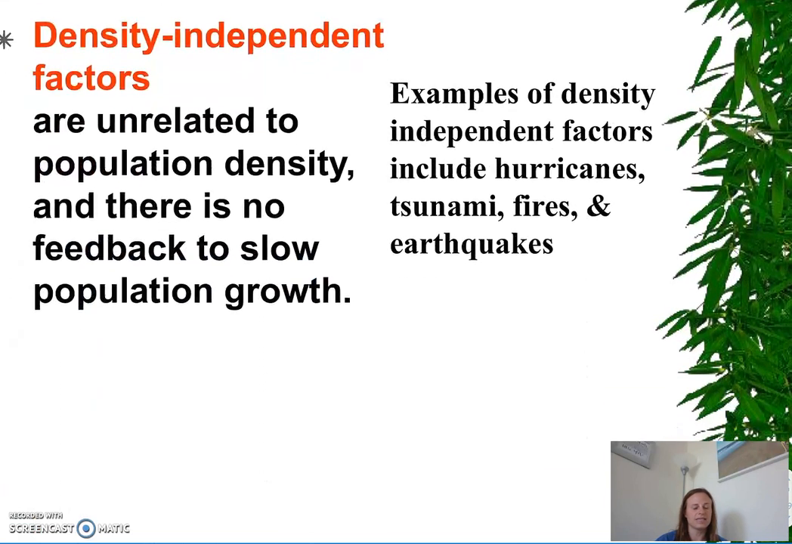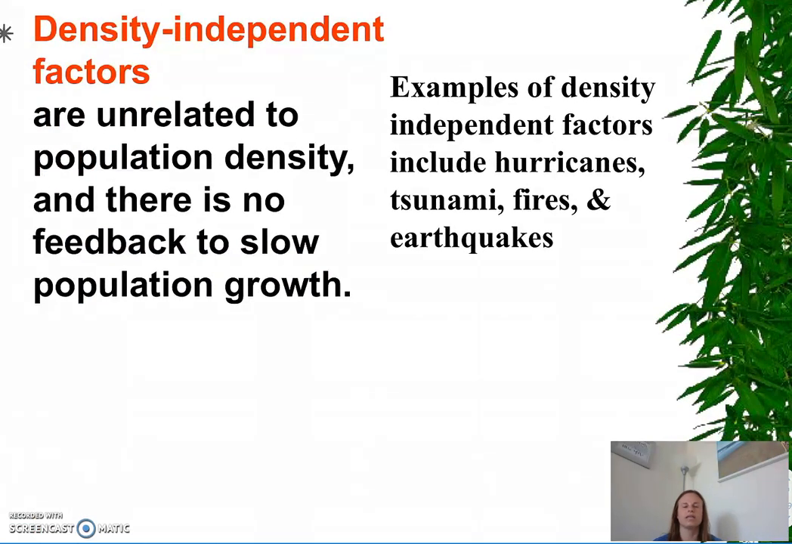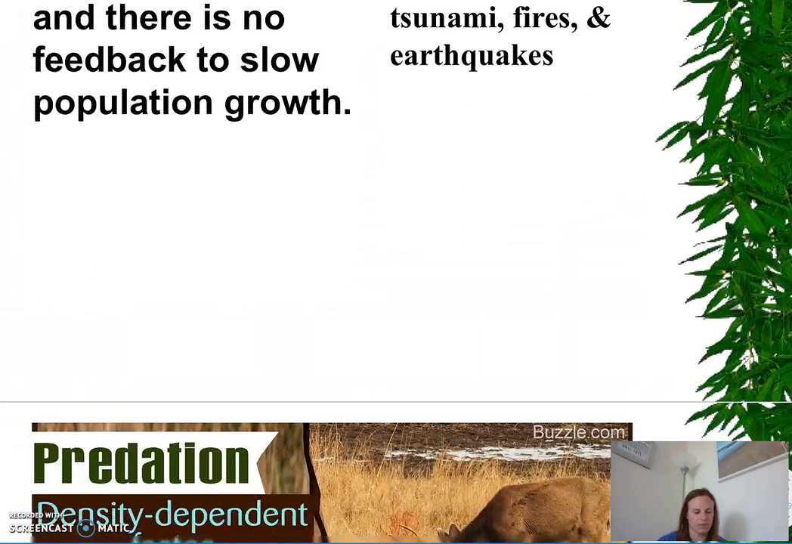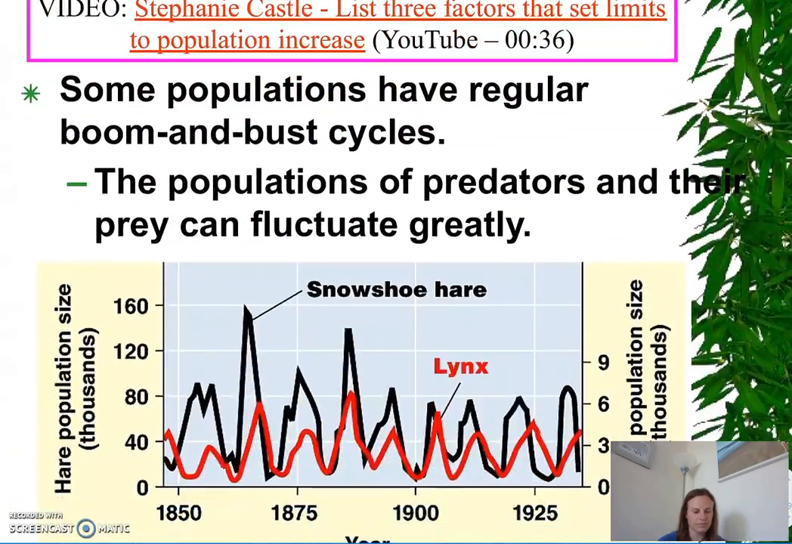On the other hand, density-independent factors are unrelated to population density, and then there's no feedback to slow population growth. For example, natural disasters like hurricanes, floods, tornadoes, they can strike regardless of population density. Those natural disasters don't care if there's a high population density or a low population density. Those density-independent factors are completely unrelated to population density.